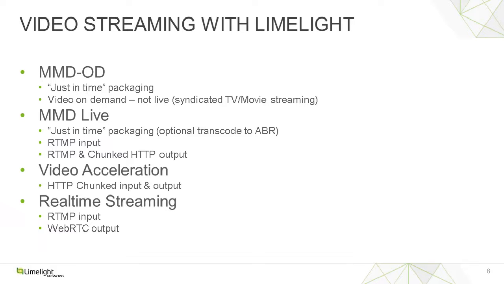We also have a product called Video Acceleration. Much simpler. It's a CDN configuration, essentially, to deliver your HTTP chunked content. We basically just pull that from an origin that you specify, efficiently deliver it over the edge to your viewers so that they get it really quickly, and your origin, your encoder and your origin are not swamped with requests from end user clients. And then we have real-time streaming.